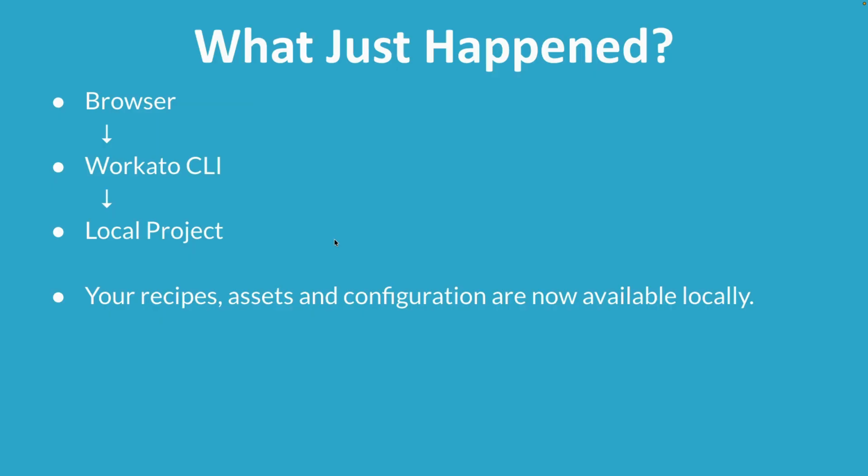The CLI created a local representation of the Workato project. That means our recipes and project assets are now available as files on our computer, right? This opens the door to workflows that integration developers are already familiar with, such as local editing, version control, code reviews, GitHub, and AI assisted development. Now let's open the project.